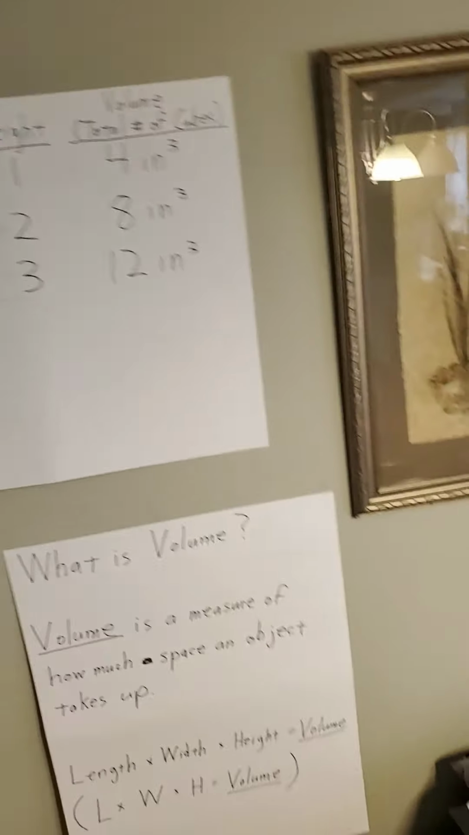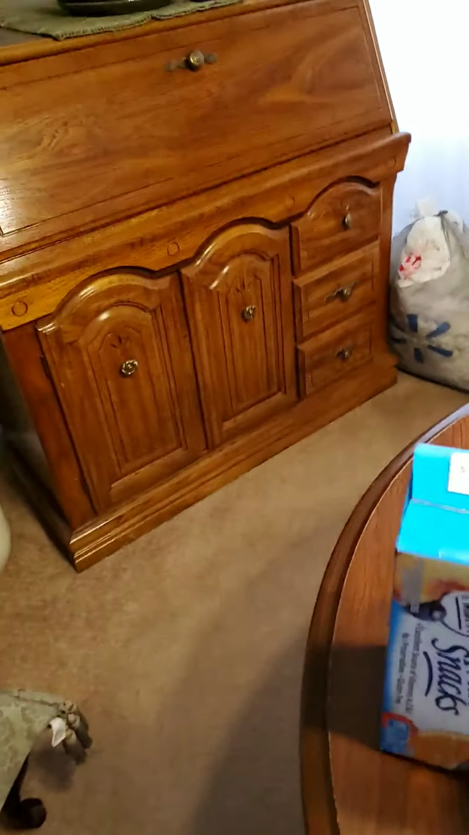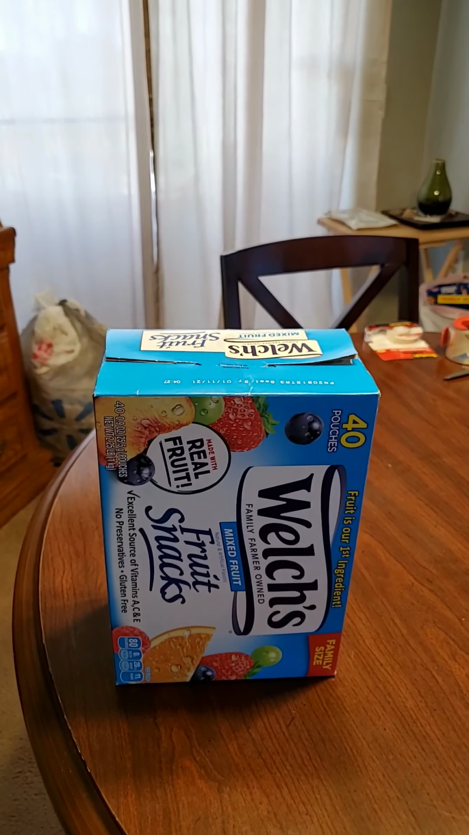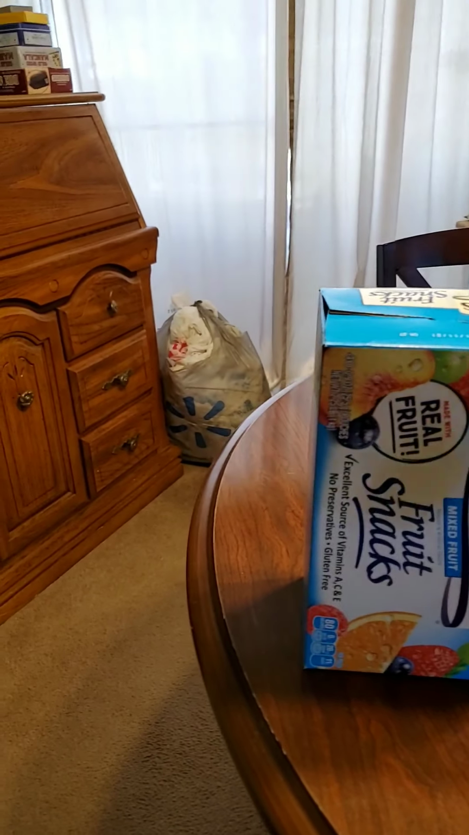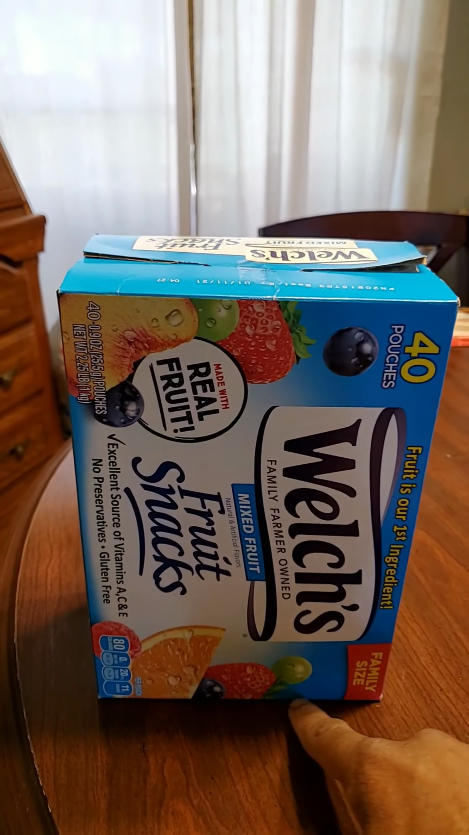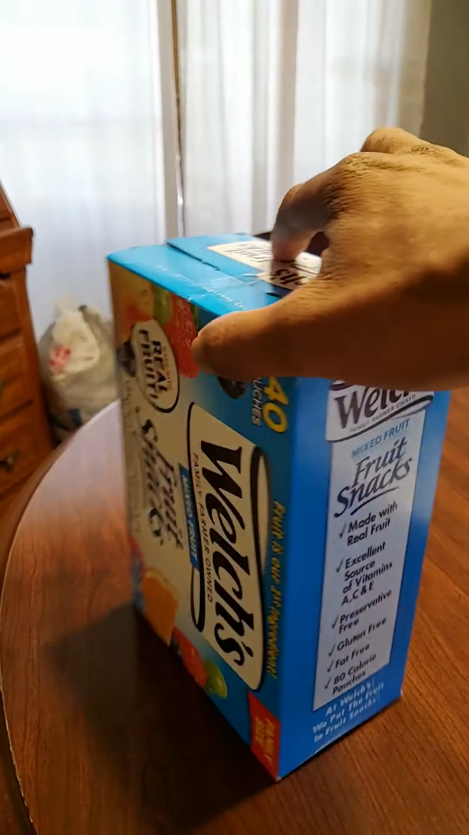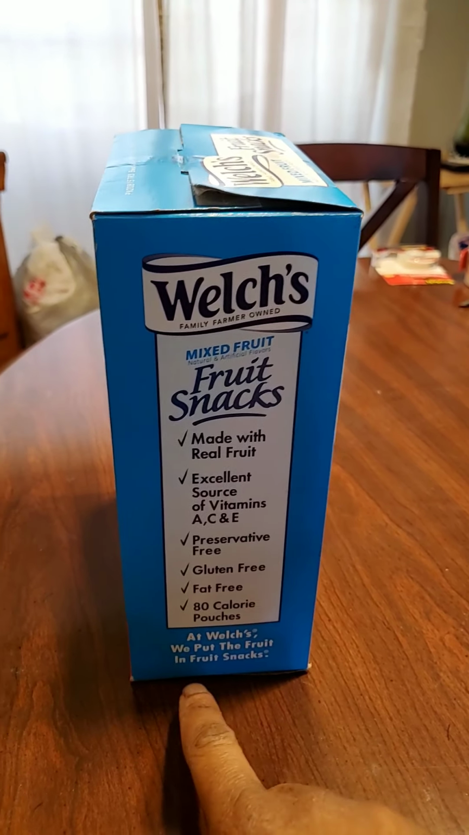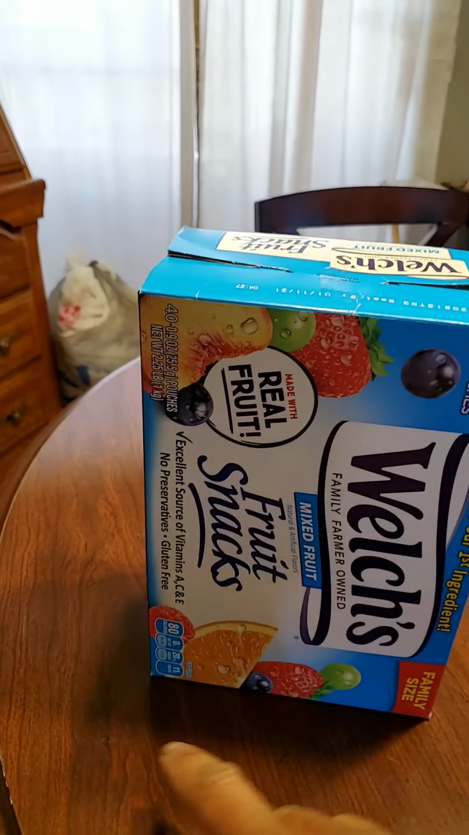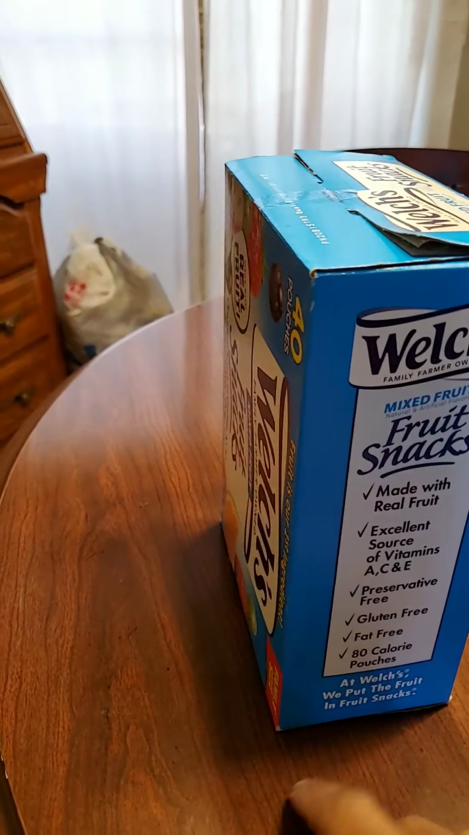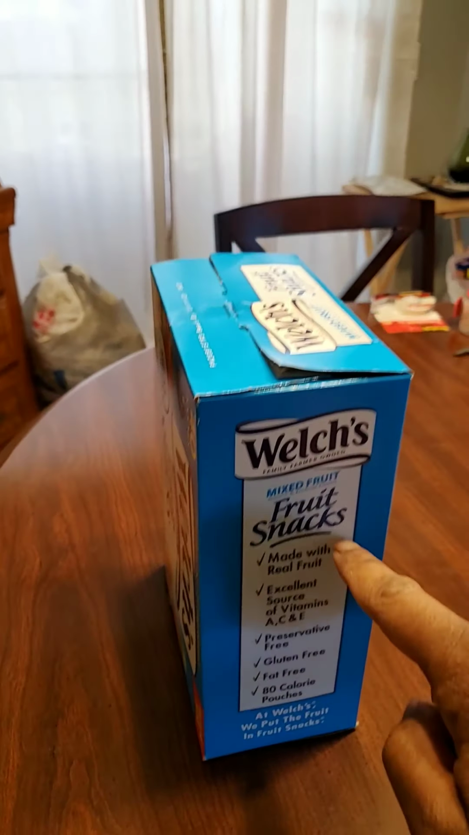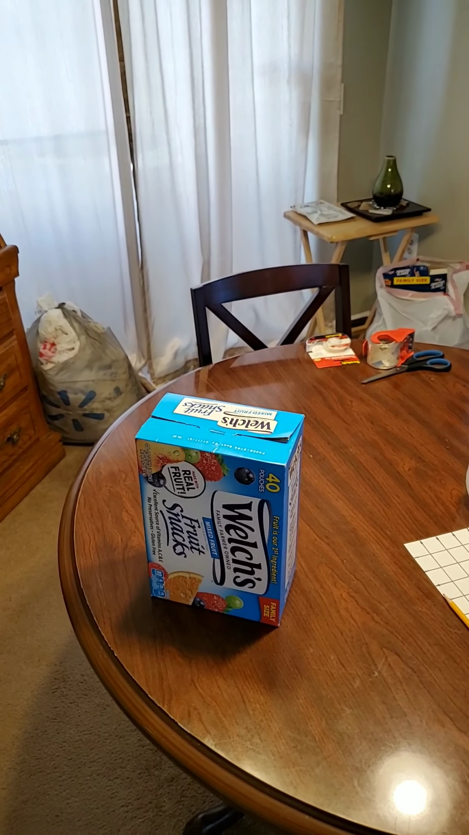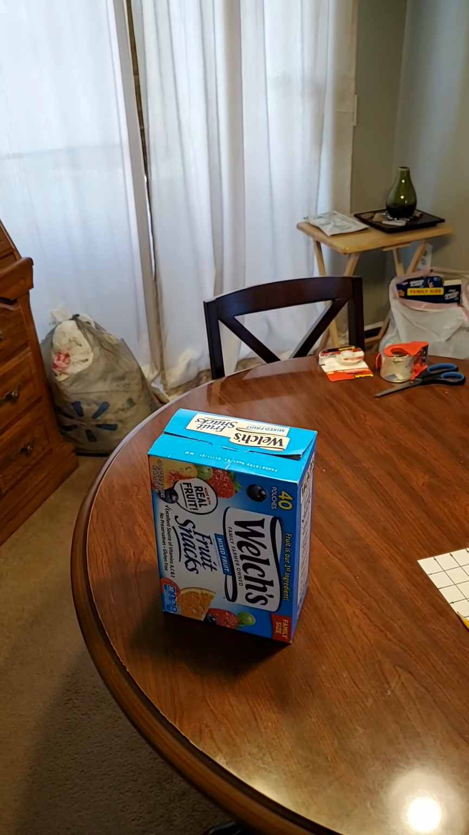So let me go back and look at our fruit snack box one more time. If I wanted to find the volume of this box, first I would find out the length, then the width, and then I would measure the height. So I would take the length, multiply that by the width, and then multiply that by the height. That would give me the total volume of this box. We might try that in a later lesson.